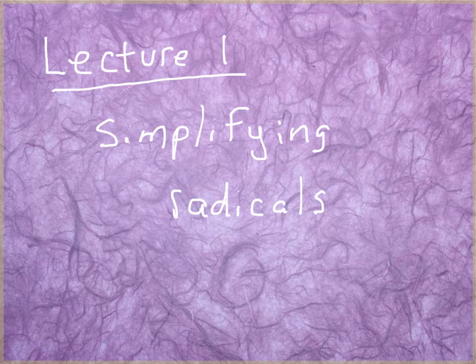First lesson, we're going to talk about simplifying radicals. Let's go ahead and talk about what we need to do in order to simplify radicals. Radicals are just square roots, so I'll just put that right there. And we can have any number in there. We'll just put a variable for any number.